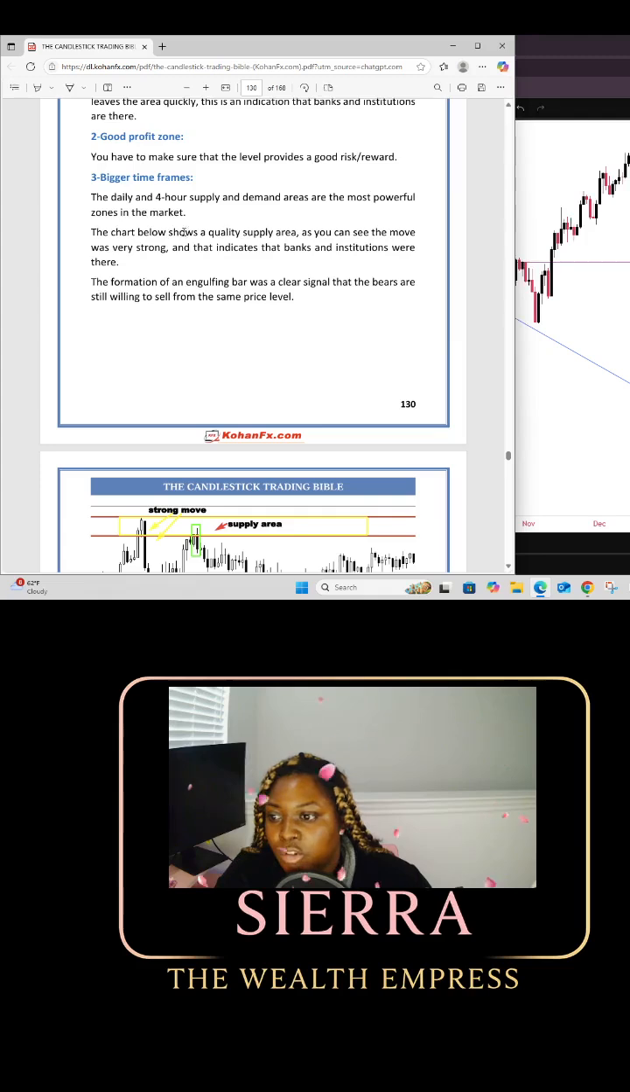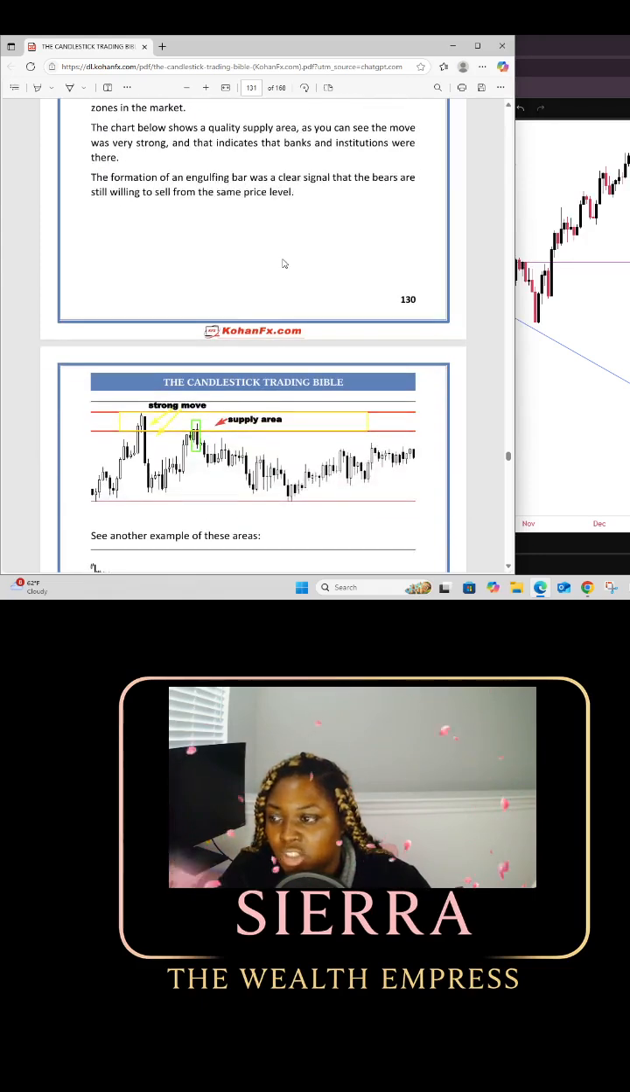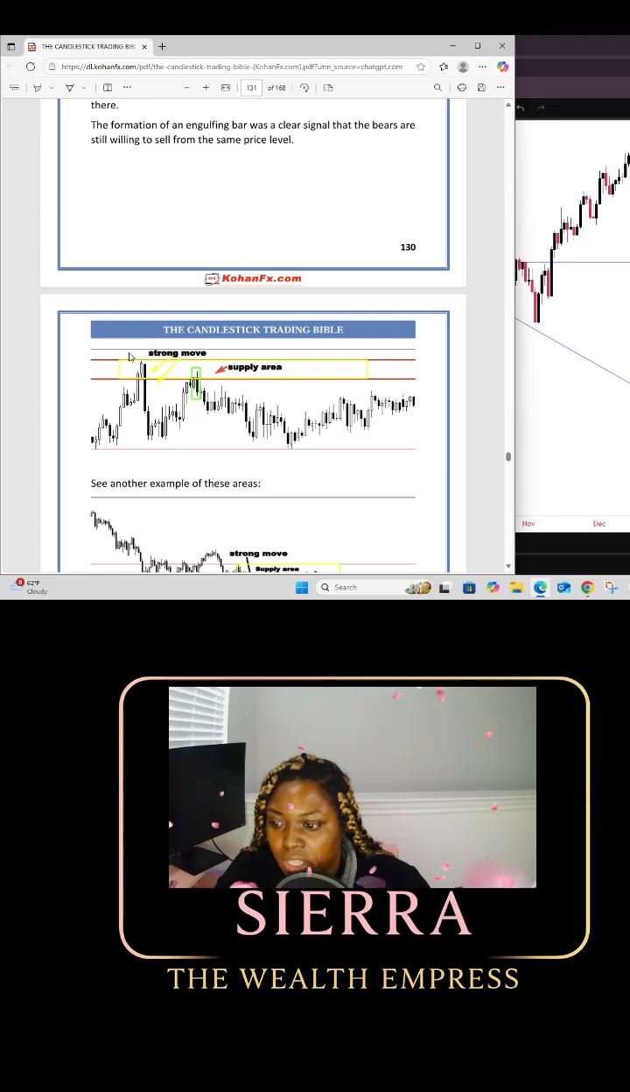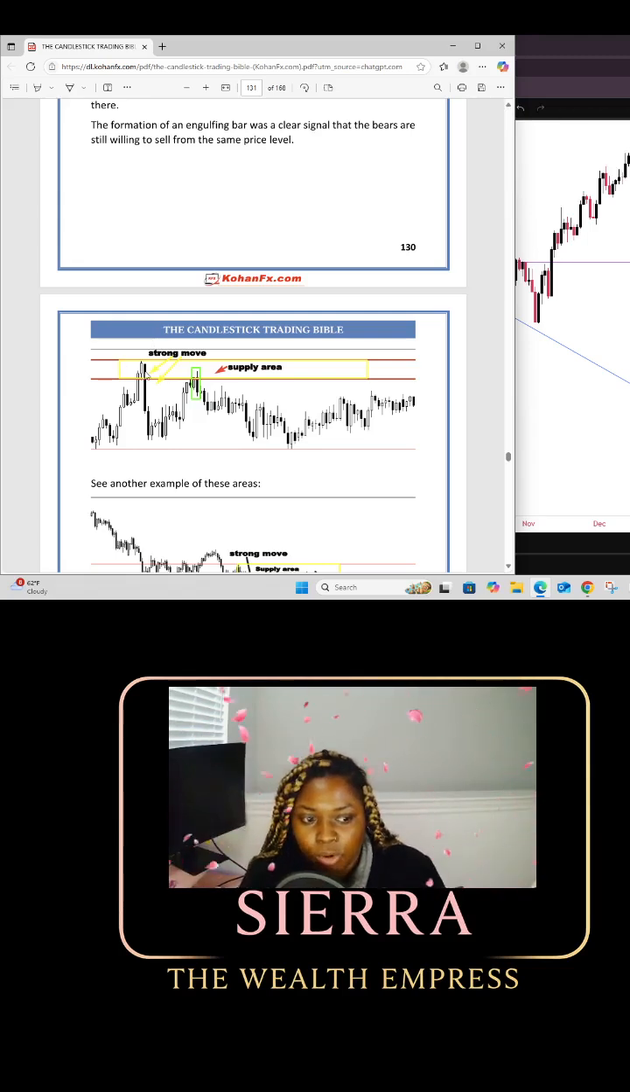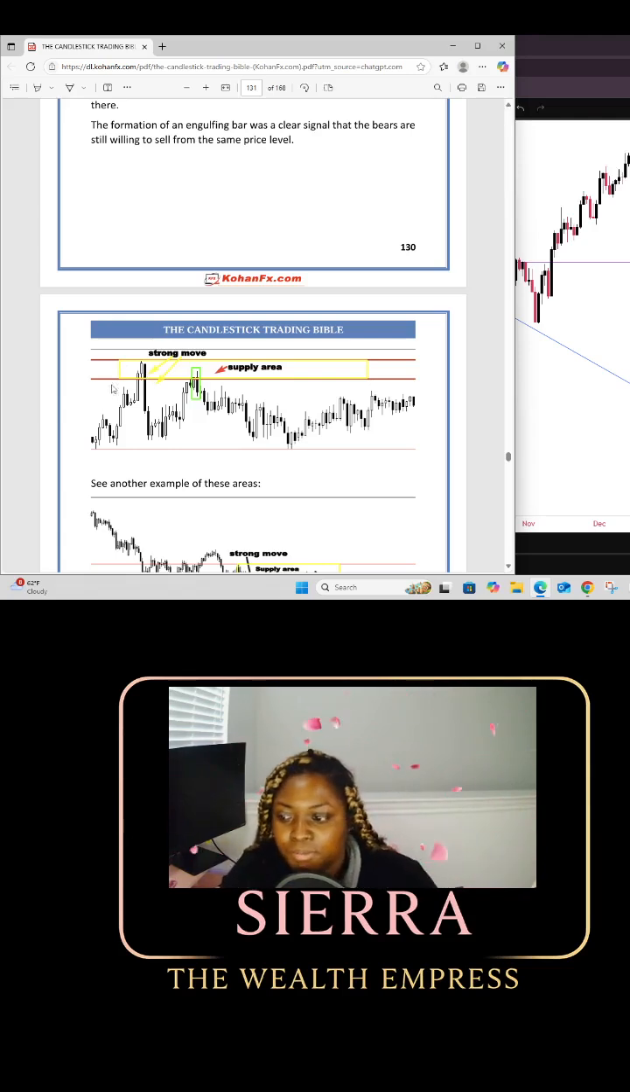The chart below shows a quality supply area. As you can see, the move was very strong and it indicates that the banks and institutions were there. Okay, so they're saying that this is a supply area. Supply and demand to me is the same as an order block.